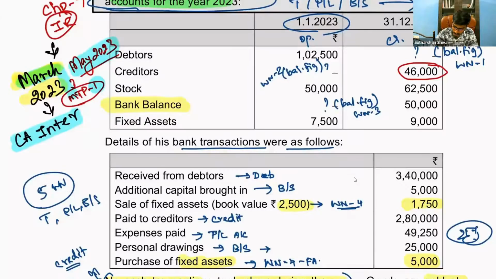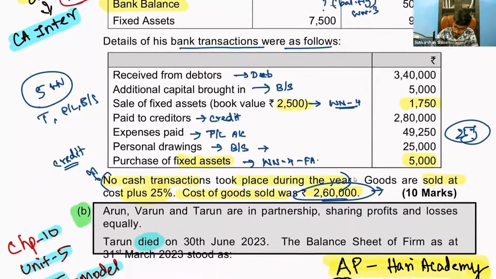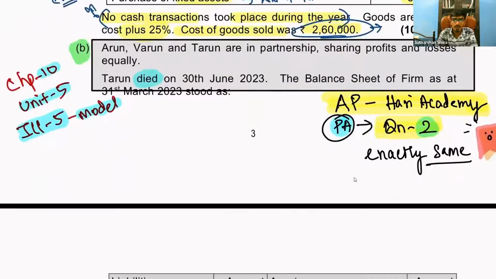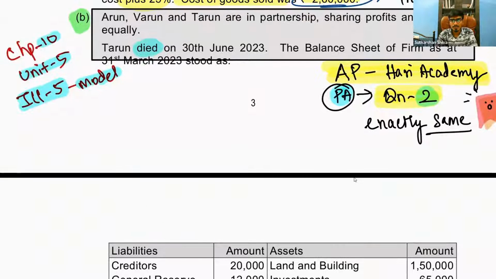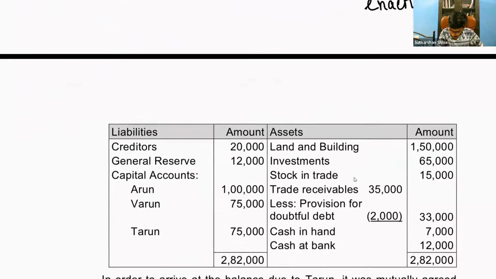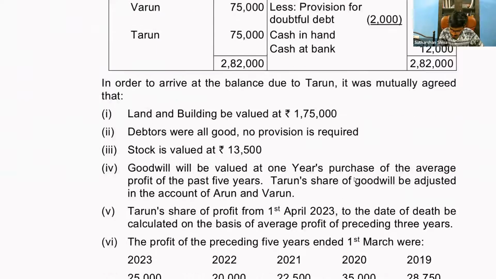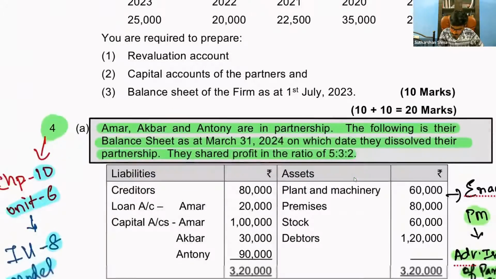Are you able to understand this question? Are you able to understand? Yes, sir. Yes. We will go for our last discussion, I think so. Yeah.